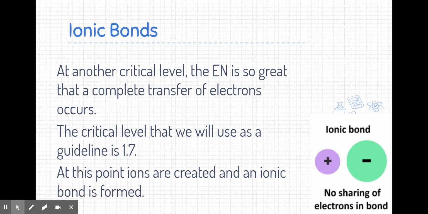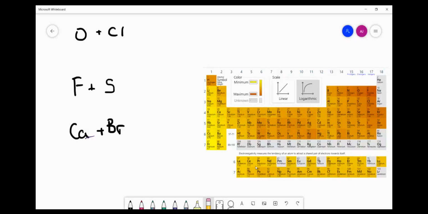So on your worksheet, you'll see a blank chart, which we'll use for three examples, one of a nonpolar, one of a polar, and one of an ionic bond. So we'll flip over to the whiteboard now, and you can fill out that chart as I go through those examples. So here are the three examples that we'll look at.